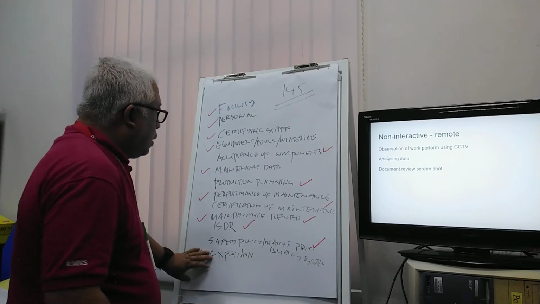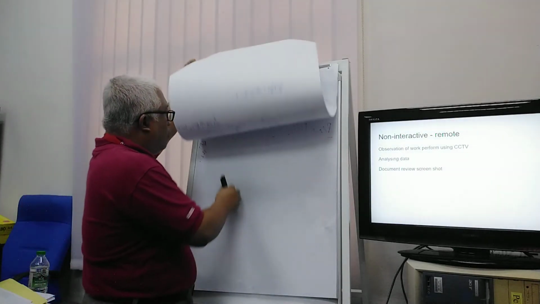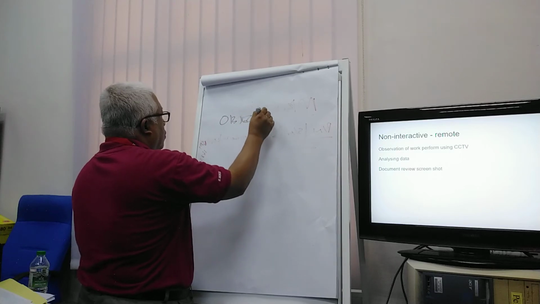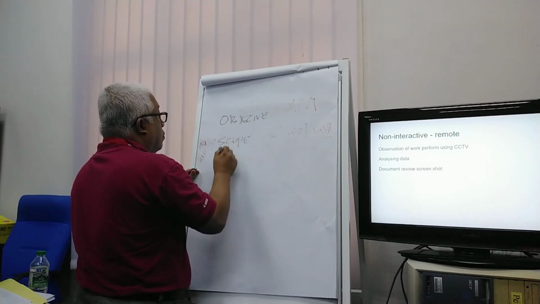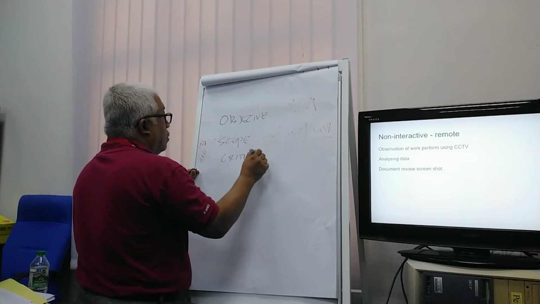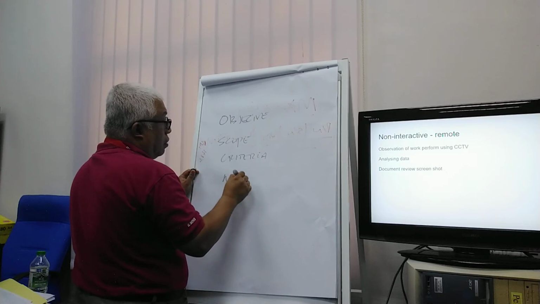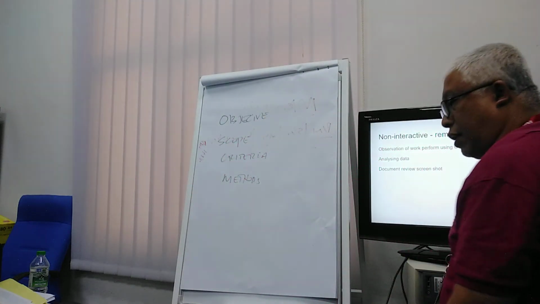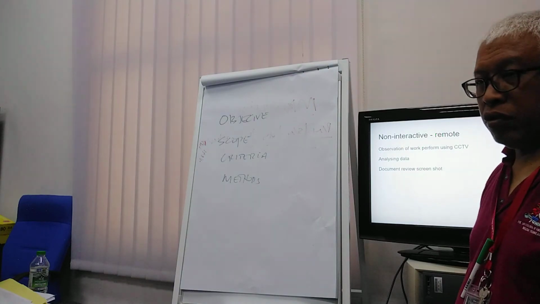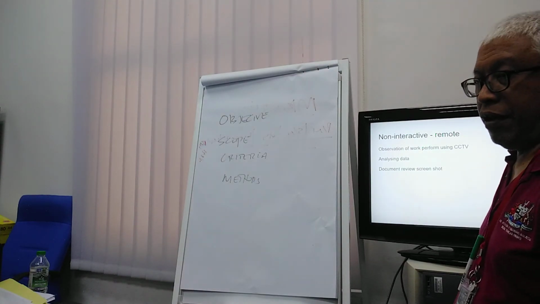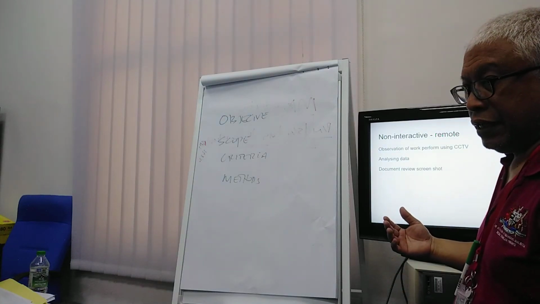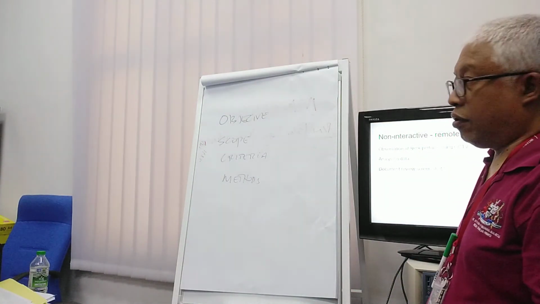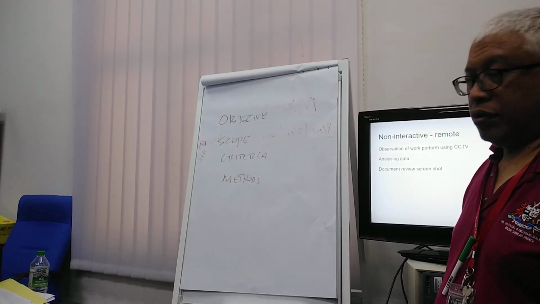So what you need to establish is the audit objective, scope, criteria, and methods. For a small organization, the method is normally face-to-face interactive. But if you have many sites, many facilities, and many subcontractors, then you could use the non-interactive methods, or interactive remote can also be done.